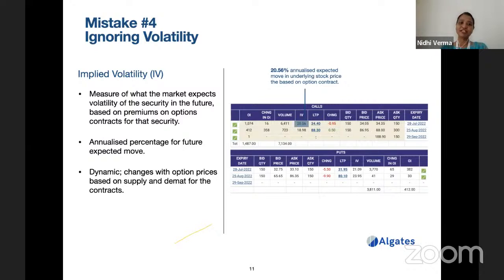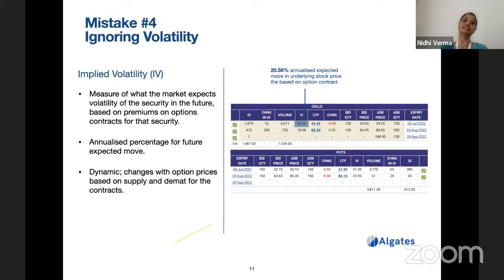So volatility is basically, when there are a lot of quick changes in the price of a particular stock, that is volatility. But here what we are talking about is implied volatility. When you see an option chain, you will see there is a column with IV. If you can see the screenshot on the right hand side, I have highlighted it with blue color. That is basically implied volatility.